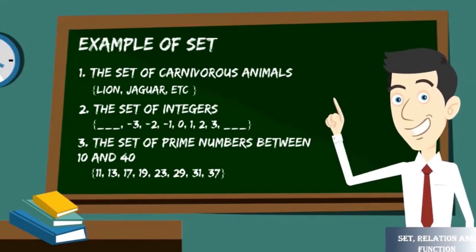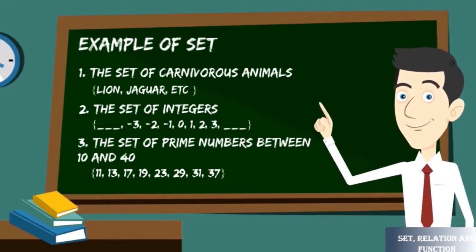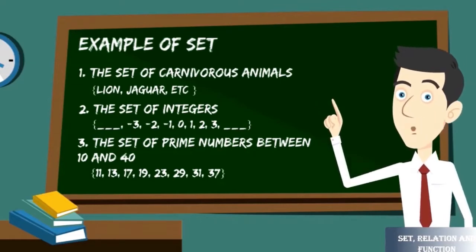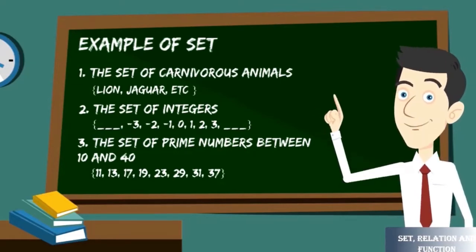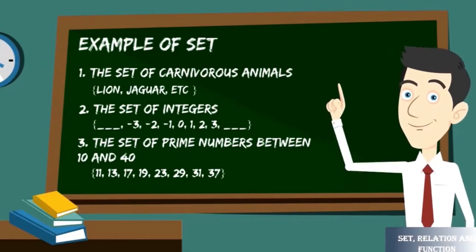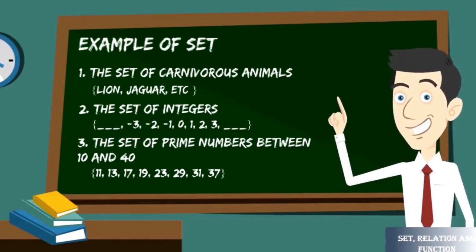For an example, the set of integers can be defined. It is between minus infinity until infinity. The set of prime numbers between 10 and 40 can be defined like in this slide.